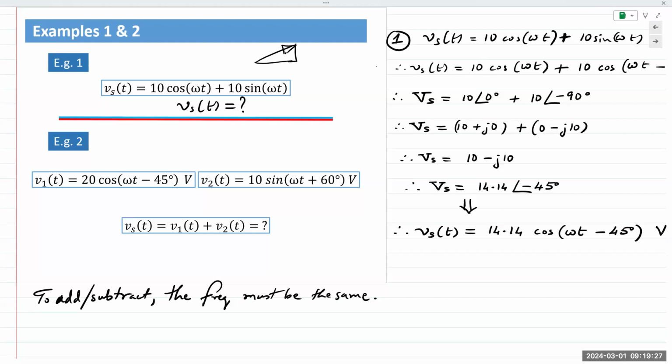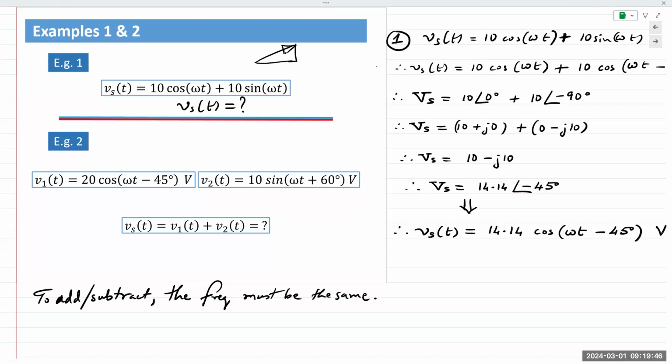And that should be your final answer. Okay. If the question asks you to find Vs of t or I of t as a function of time, you have to perform the inverse transform at the end. It's simply one additional step.